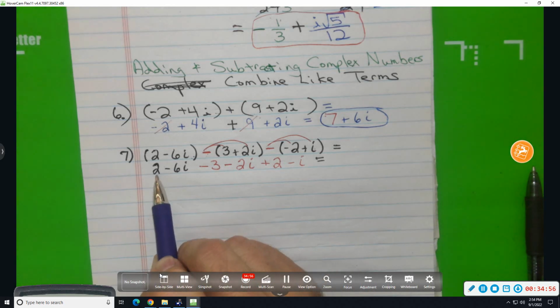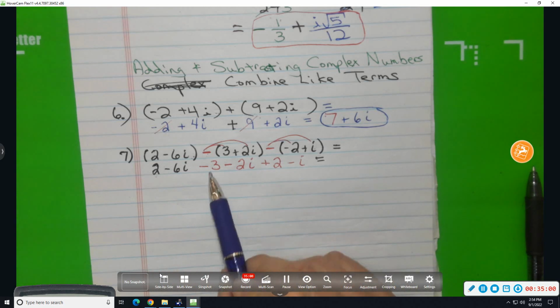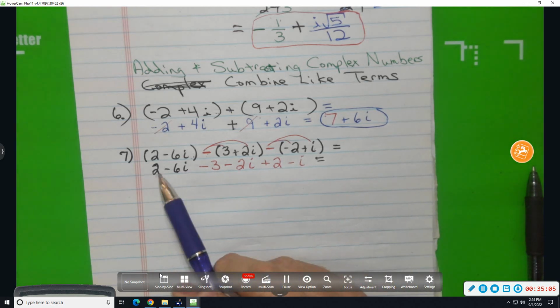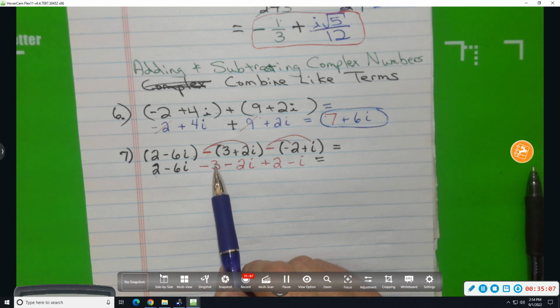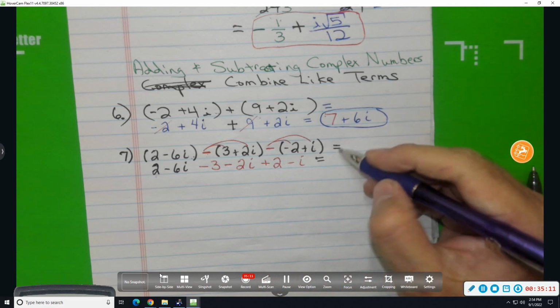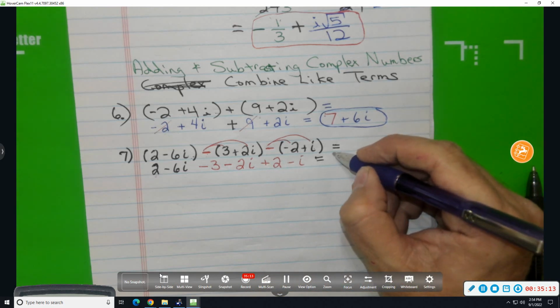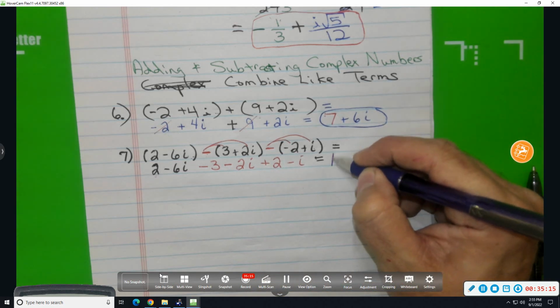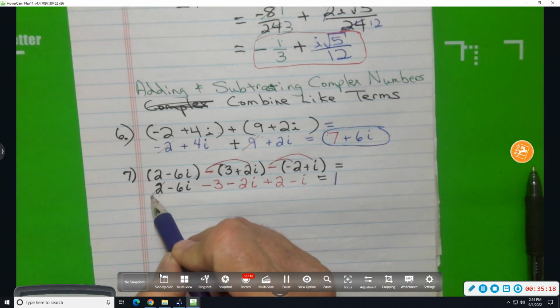What can I combine with this 2? It's a real number. The other 2 and the negative. So the 2, the negative 3, and the 2. 2 minus 3 is negative 1, plus 2. Is that going to be a 1? Now let me mark those out.